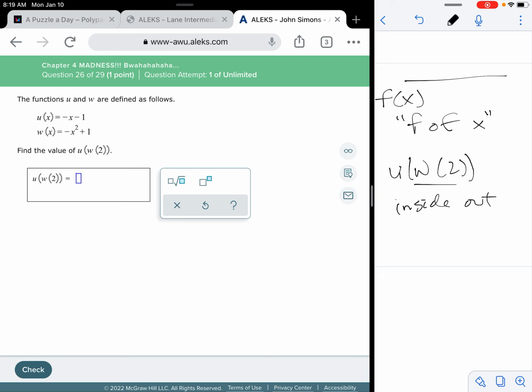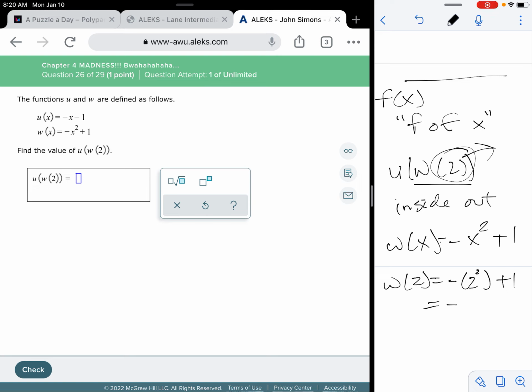So I'm going to start with w of 2. I'm not going to even worry about the u for right now. I'm going to take my w function, which is negative x squared plus 1, and evaluate it if x is 2. So w of 2 is equal to negative 2 squared plus 1. Negative 2 squared is 4, so it's negative 4 plus 1. Remember, you apply the negative after, because of the way it's written, and then your answer would be negative 3. So I know that w of 2 is negative 3.